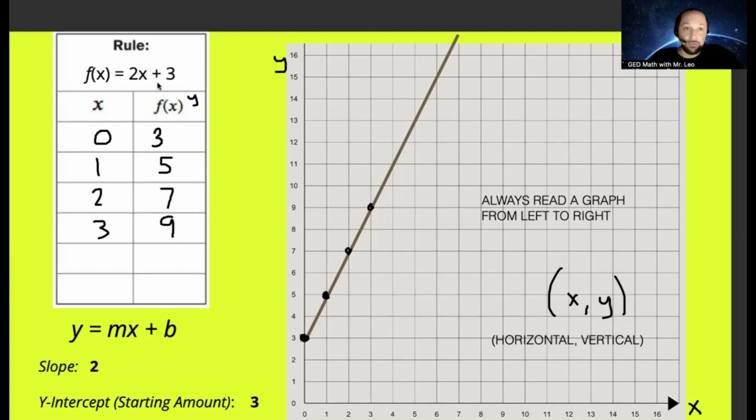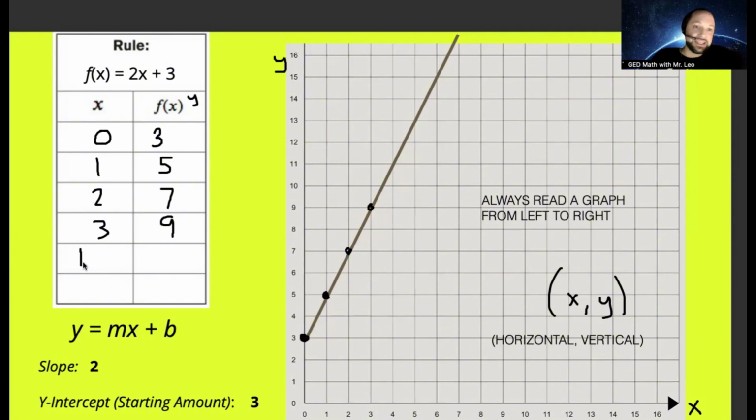If you really want to nerd out, you might notice that these data points actually all fit the rule: 2 times the input plus 3. 2 times 0 is 0, plus 3 makes 3. Let's do the next one. 2 times 1 is 2, plus 3 makes 5, right? I should write this out. We're doing it kind of quickly. 2 times 2 over here, that's 4. Add the 3, that gets you 7. 2 times 3 is 6. Add the 3, you get 9.